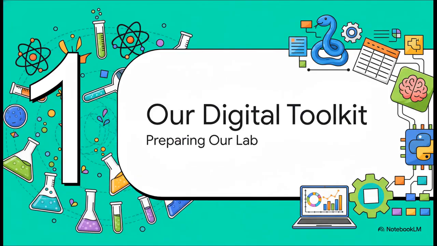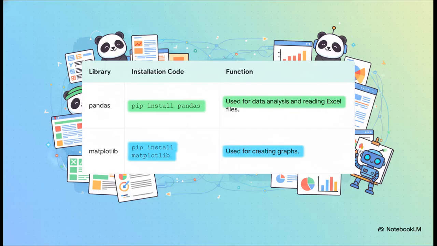Okay, first things first. Just like in any science lab, before you start an experiment, you have to get your equipment ready. In our digital world, that equipment is a couple of really powerful Python libraries that are going to do all the heavy lifting for us. We really only need two main tools today. The first is called Pandas. Now, I want you to think of Pandas as a superpowered spreadsheet that lives right inside Python. It is absolutely brilliant for organizing and digging into data.